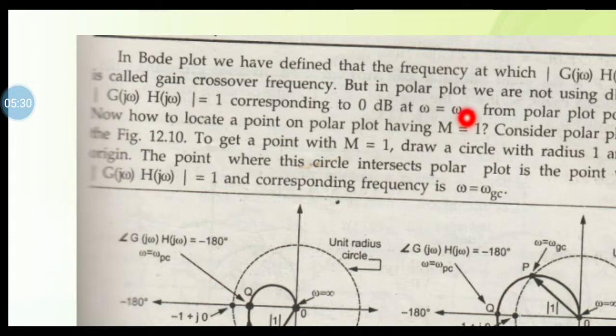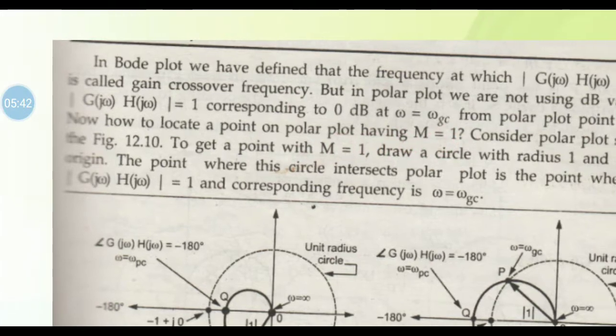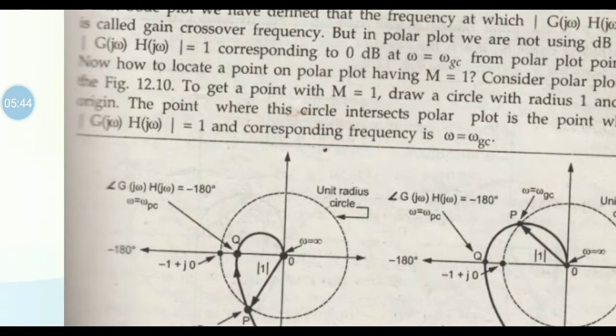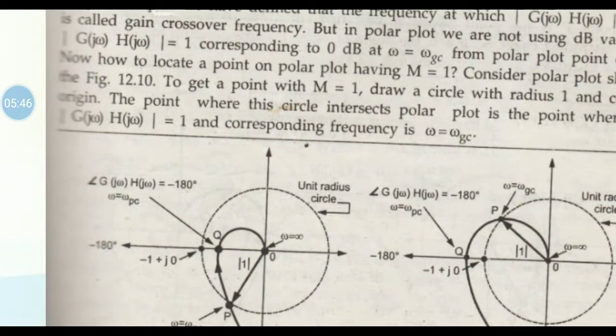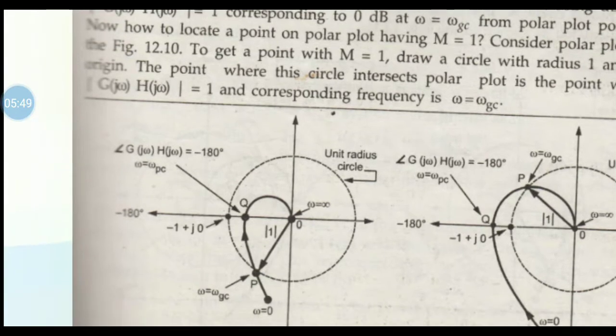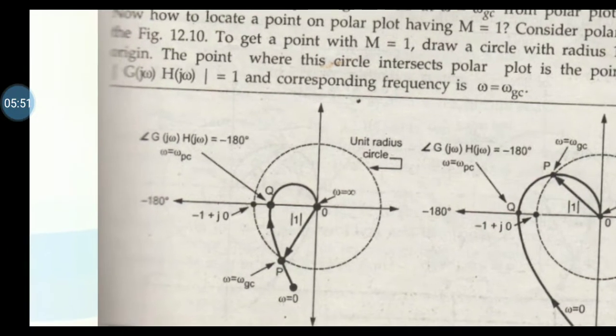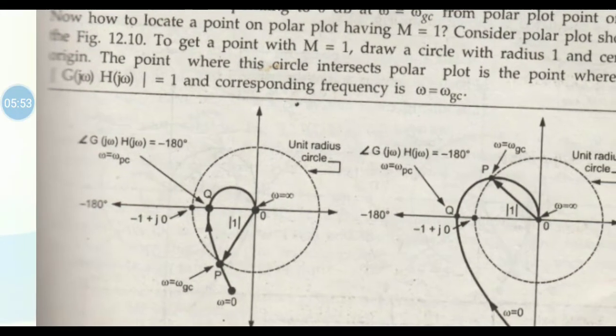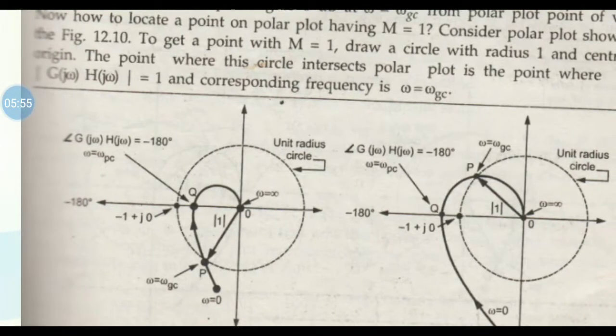So how to find this: we have to locate a point on the polar plot having M equal to 1. Where the magnitude M is equal to 1, we have to locate on the polar plot. So this is the polar plot which is going to be considered, and we have to get a point with M equal to 1. You can see here, no?